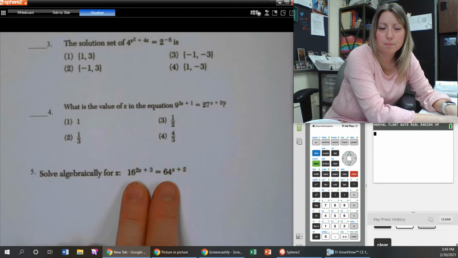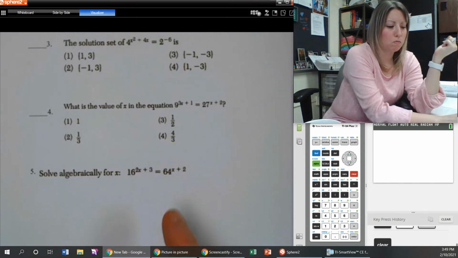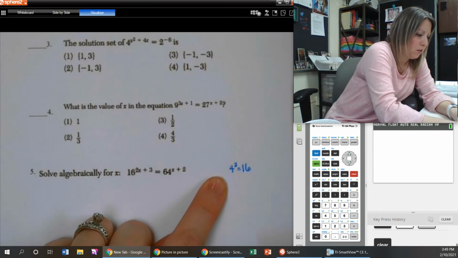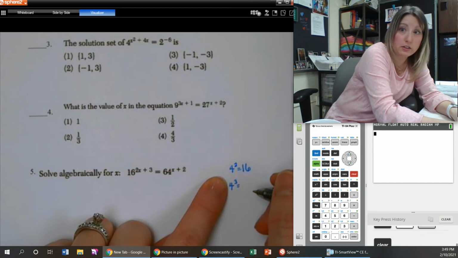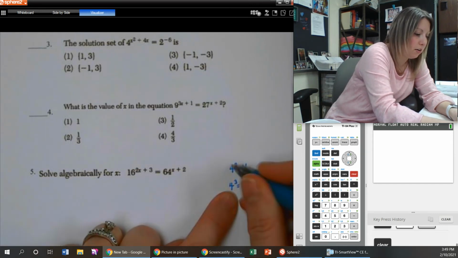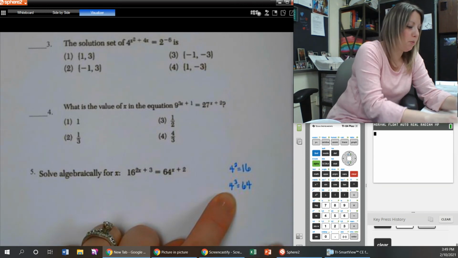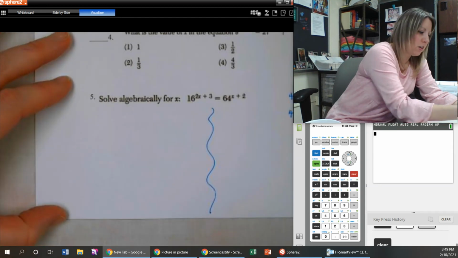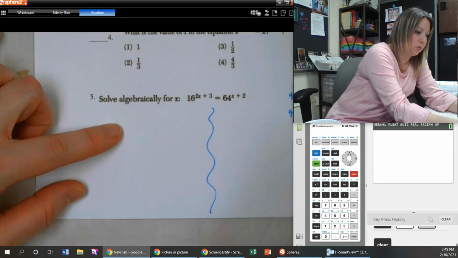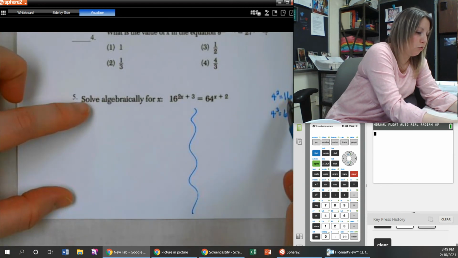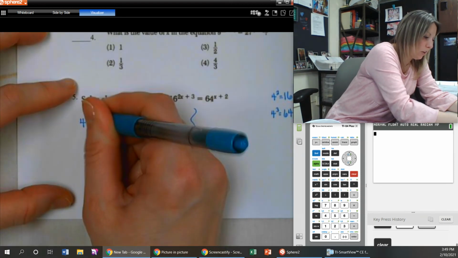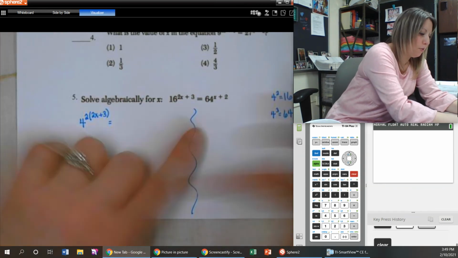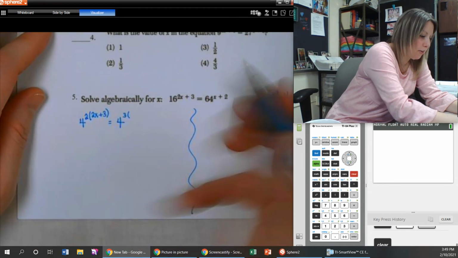16 and 64. 4 squared is 16. 4 cubed is 64. So how about we have a like base of 4? Okay, I'm going to do it over here on the left side. So let's replace 16 with 4 squared, and then, of course, multiply by the exponent that's already present. Let's replace 64 with 4 cubed and multiply by the exponent that's already present.